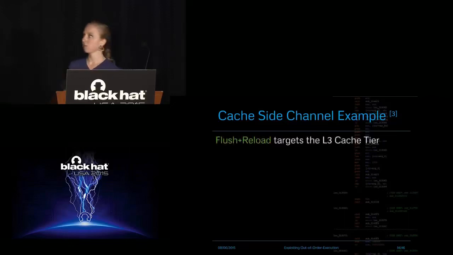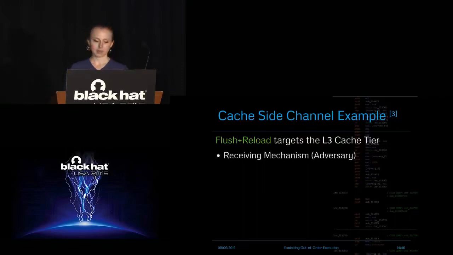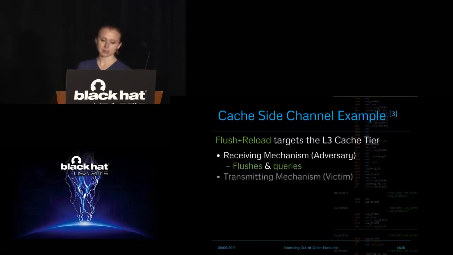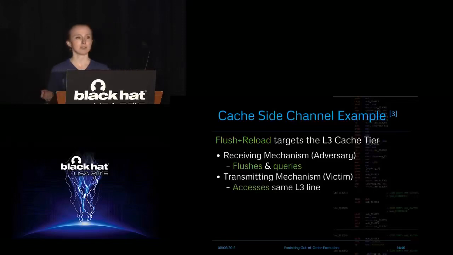In this example, it's called the flush and reload attack. It's targeting the L3 cache tier, but you could do similar things in the different cache tiers as well. The receiver or the adversary is simply flushing the cache and querying it at specific lines, predetermined lines. And in between that flush and the query, the transmitter or the victim, which is unknowingly transmitting artifacts into the cache, is accessing that same shared line of L3 cache.